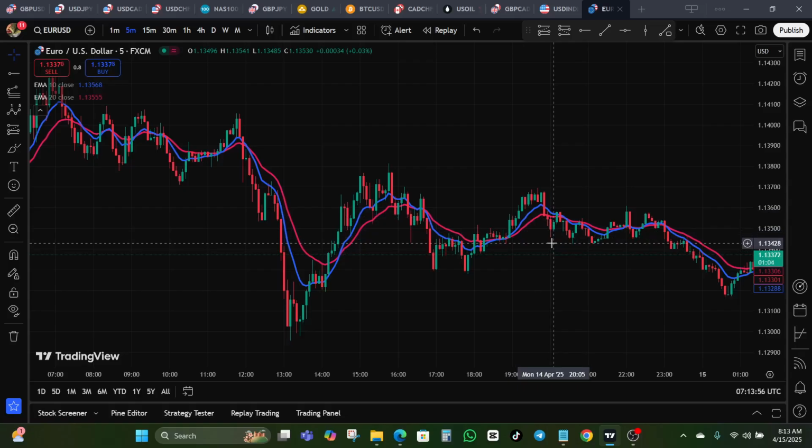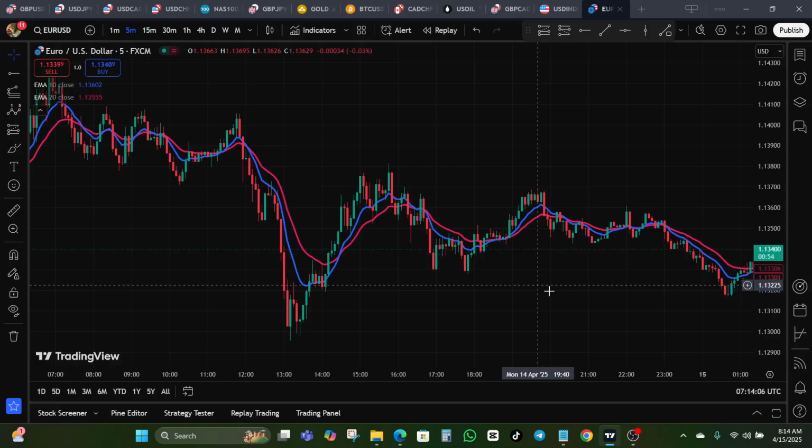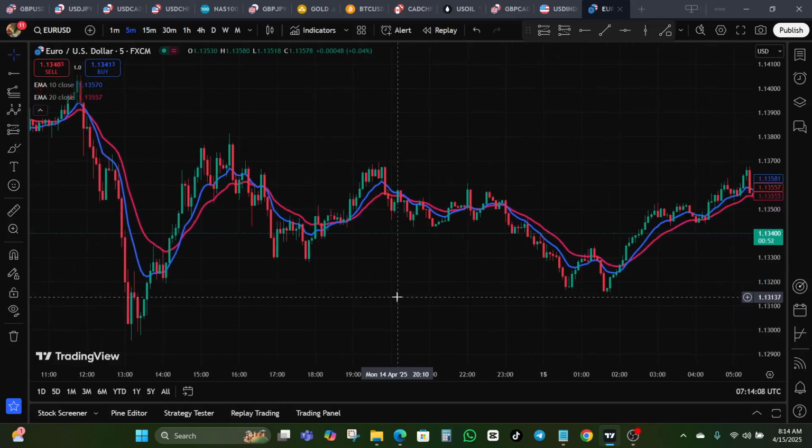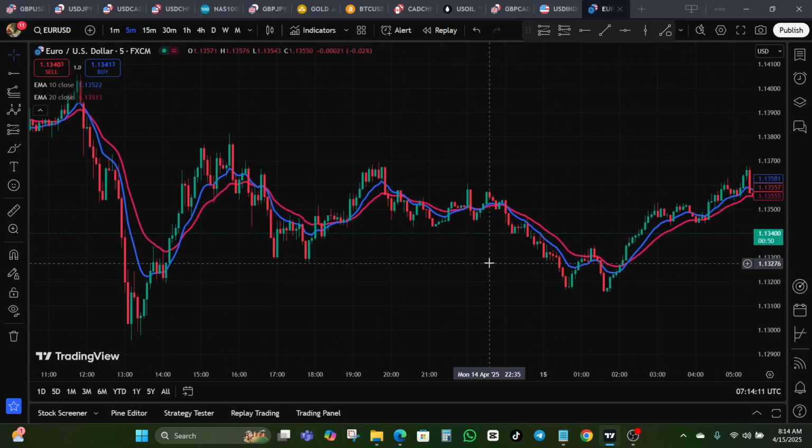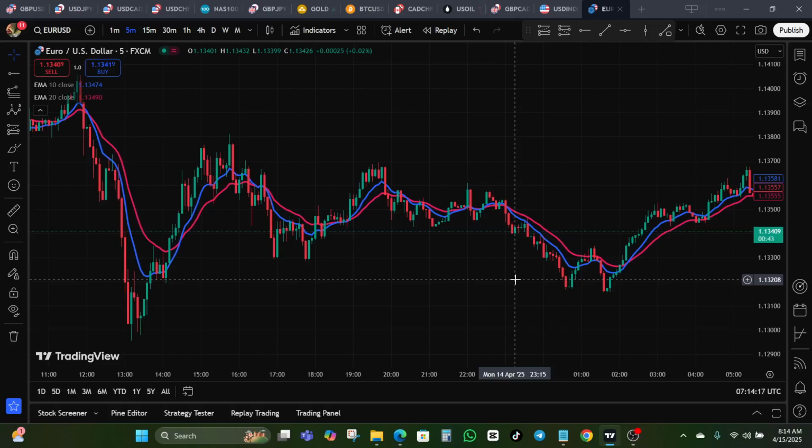But here's where it gets interesting. A lot of traders treat these crossovers like magic, entering trades as soon as they happen. But that is a mistake. The key is confluence. You don't just trade the crossover, you combine it with price action, structure, and momentum.